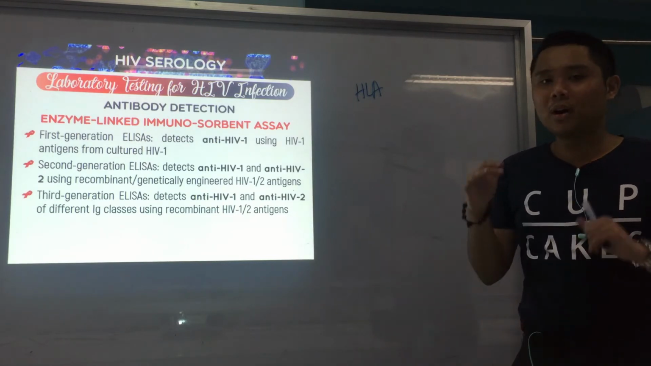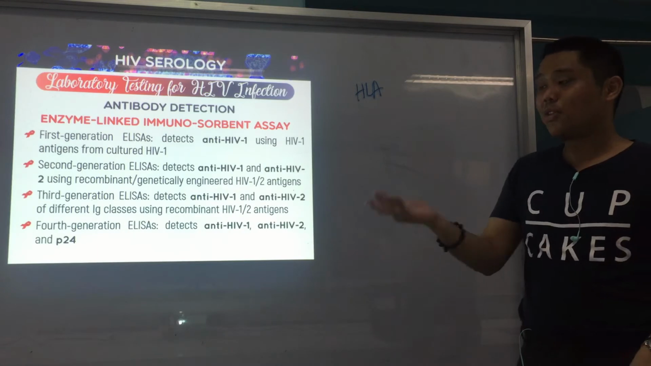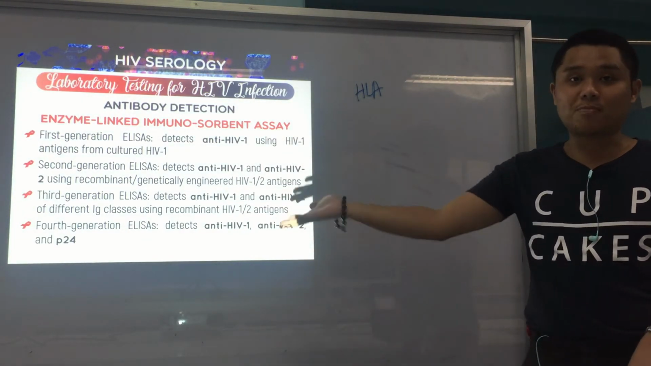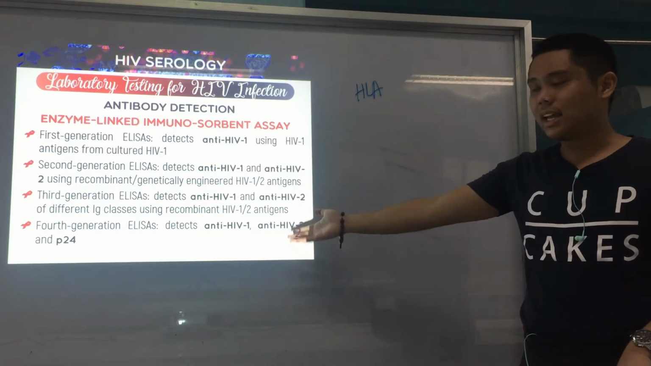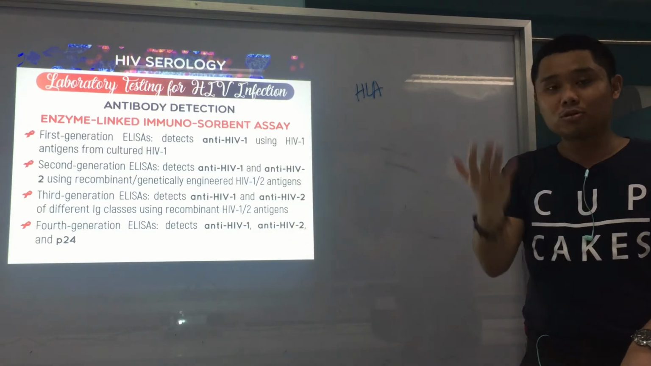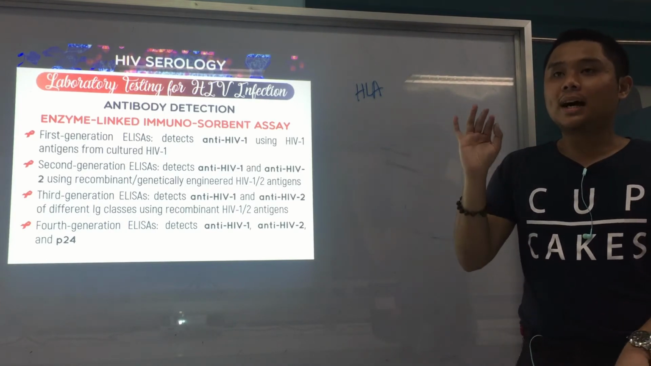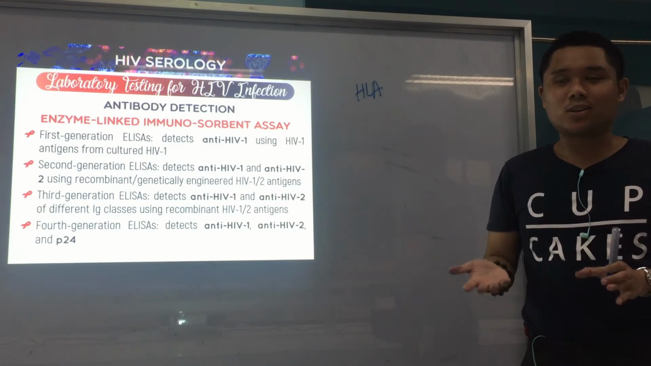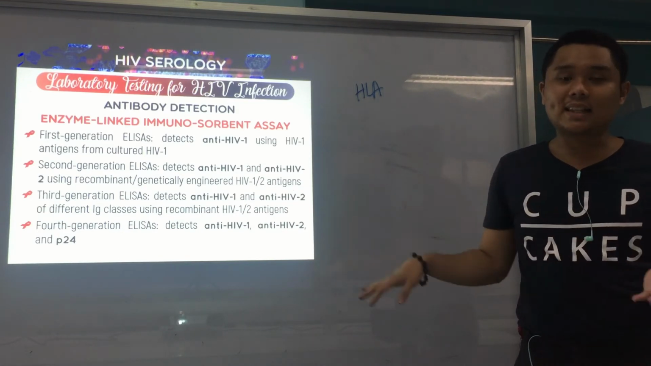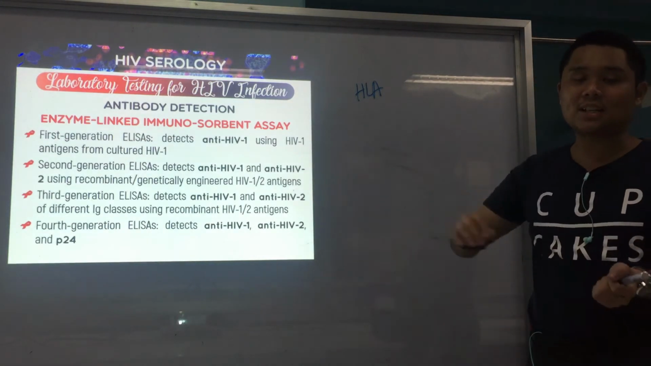Okay? And after that, they developed fourth generation ELISAs, which can now detect even an antigen, which is your P24. Not only antibodies to HIV-1 and 2, but also an antigen, which is P24 in your HIV-1. So, it is incorporated in one test already. So, it's very economical, very cost-effective. With just one test, you can already detect a lot. Okay? Alright, so that's for ELISA. Again, it is a screening test.